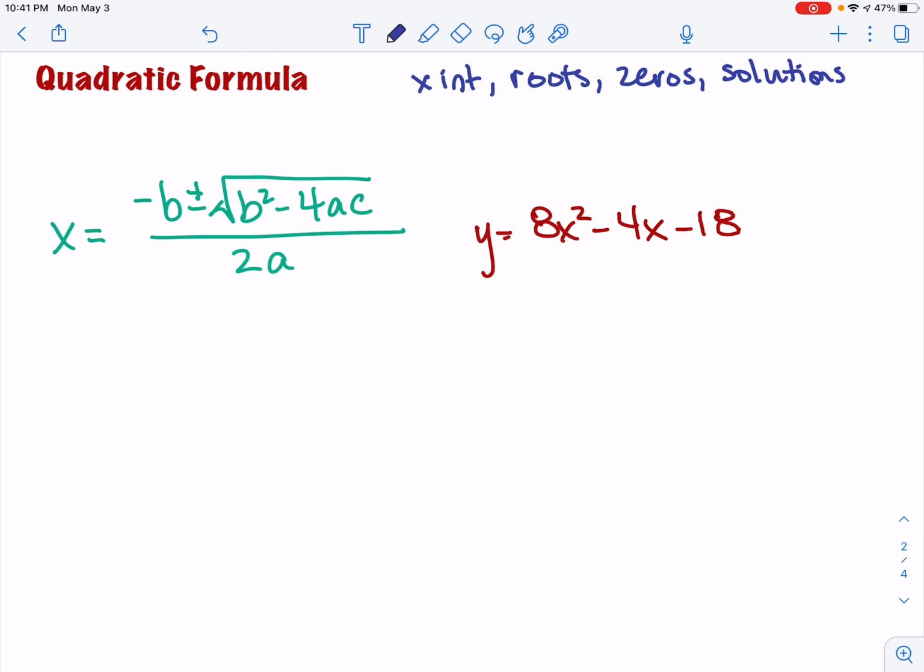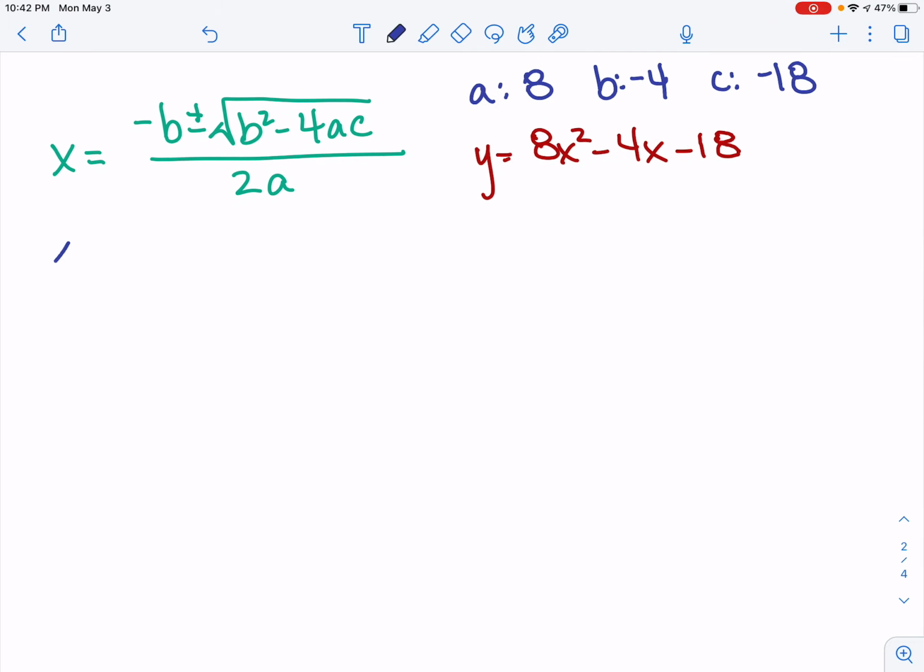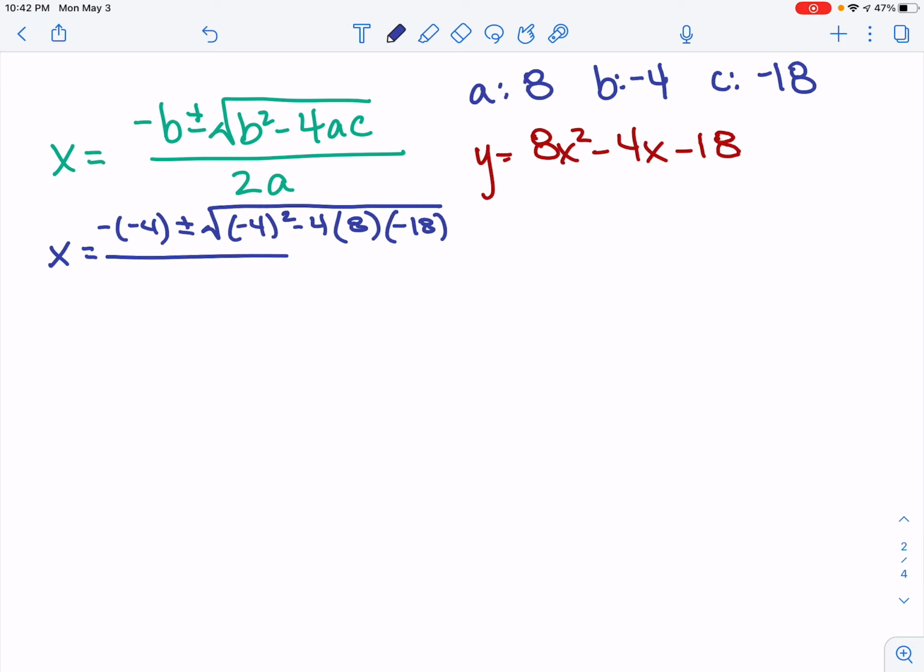So I'm going to start here. You'll see my equation is written, my formula is written on the left. I'm going to identify my a, which is 8, my b, which is -4, and my c value, which is -18. Those are the values that I'm going to substitute in for my formula over here. So we're going to say x equals -4 plus or minus the square root of -4 squared minus 4 times 8 times -18, divided by 2 times 8.